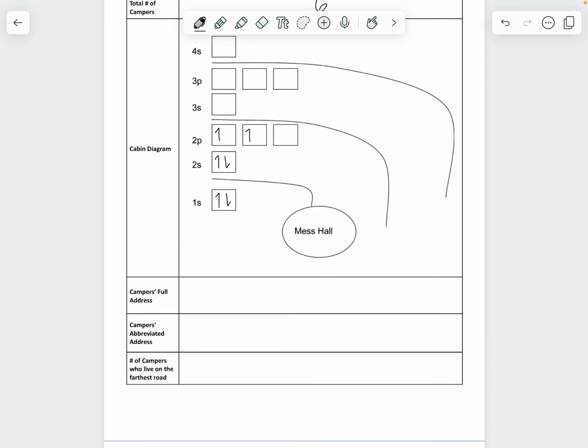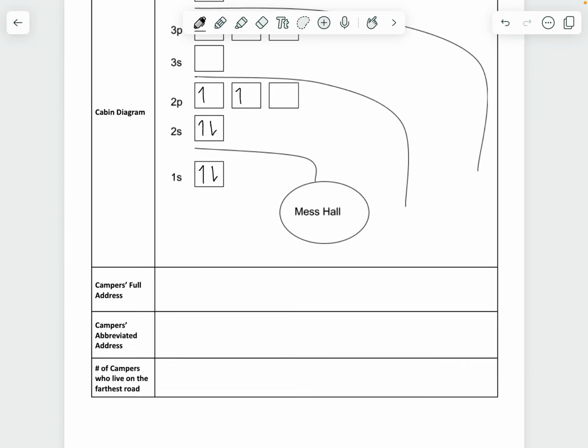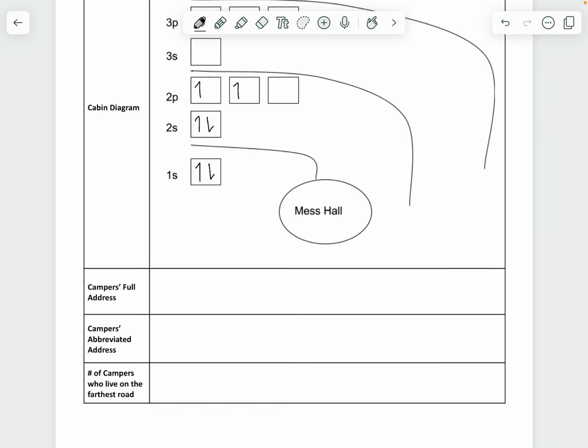Well, if they want to send mail or receive mail, we have to make sure that people know where they are on our campground. And so when we go through, we just place our initial cabin that we first occupied, and we add the campers that are in there. All right, there are 2 total campers. Then we keep going and we branch out as we get further from the mess hall. And so the next cabin we filled was the 2S cabin. And then we got to the 2P cabins, and there are 2 campers occupying those.